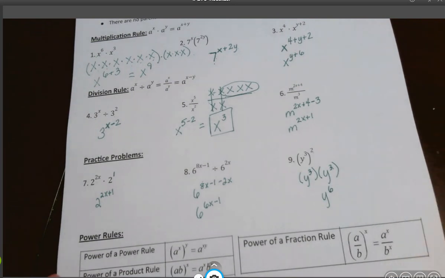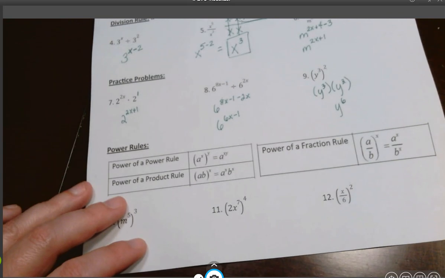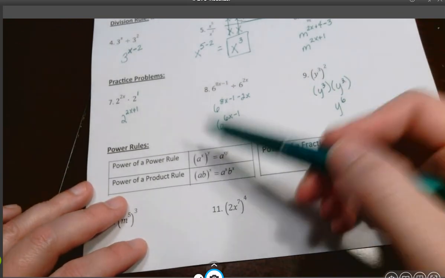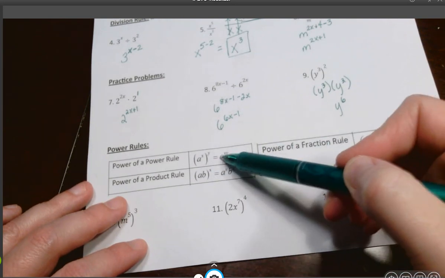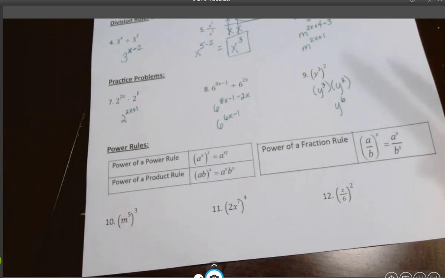All right, and some of you may have looked ahead to find that power rule to figure out how to do number 9, because this problem can also be done with the power rule. The power rule says when you have a to the x to the y, you can multiply those exponents. So 3 times 2 gives you the 6 here. Two ways to think about the same problem.